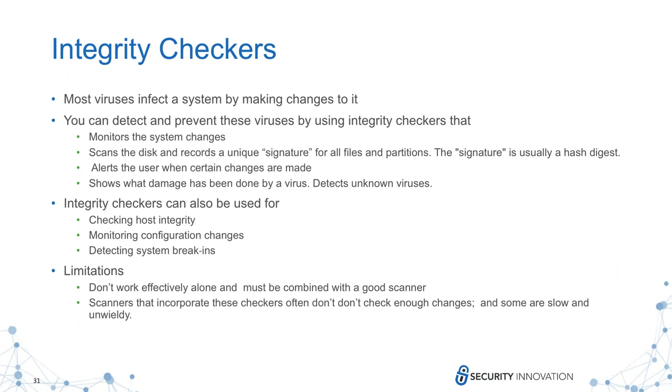Most viruses maintain an infection on a system by making changes to it. Integrity checkers detect, and some can prevent, changes by recording a signature for all the important resources, and then using that for checking host integrity, monitoring configuration changes, and therefore detecting system break-ins. They often don't work that effectively when used without a good scanner. But a lot of times scanners that incorporate their own checkers don't implement the best checkers. So again, defense in depth, using more than one solution depending on your need.